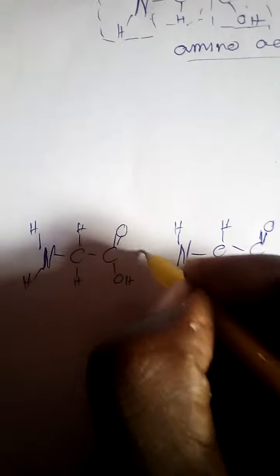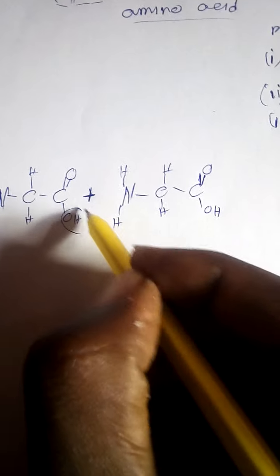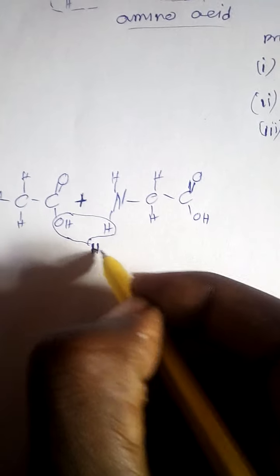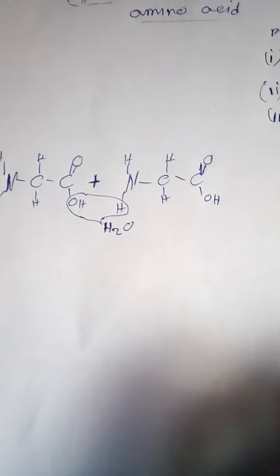So I've got two amino acids here. These two will react through the condensation process and form water. So what I've done is the polymerization, the reaction of the two monomers, and they will give me a polymer which is called a protein, which looks like this.